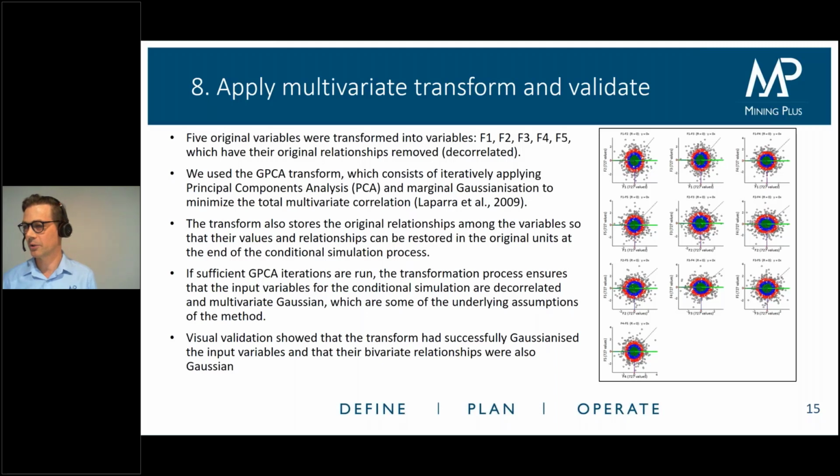So what we're looking at on the right-hand side is a series of scatter plots plotting each of the variables against each other, and we can see that the distributions are approximately round. The different colors are representing the density of points. So we thought that that process was successful.